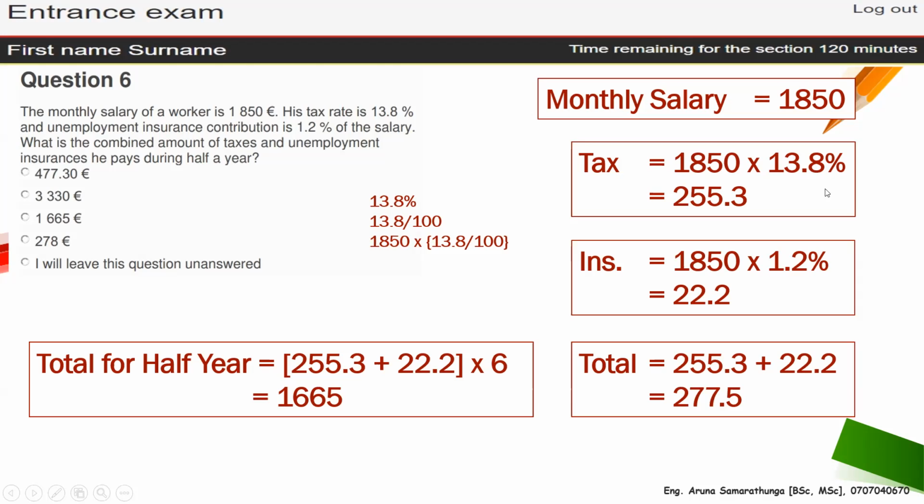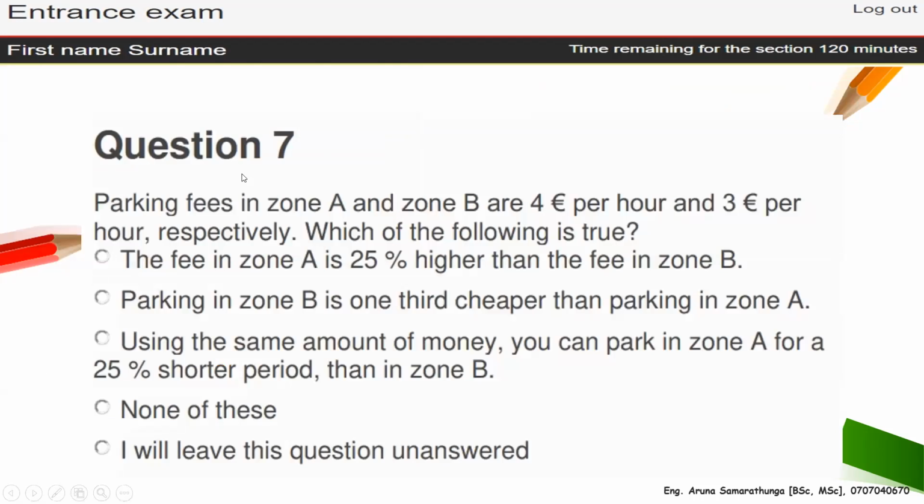These things normally appear in the question papers, one or two questions. There may be one or two questions like that. So you should understand how to write these things. 13.8% means 13.8 divided by 100. Something like that. The seventh one. This is a nice question. Somewhat I have to describe it a little bit longer.